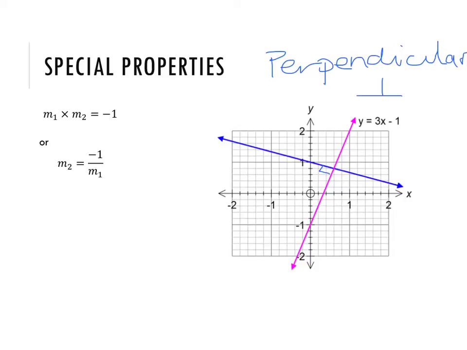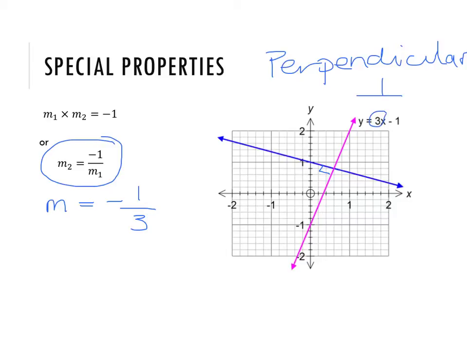Now, that can be useful, particularly if we arrange the equation in this form. So we can say the gradient of the blue line, or line 2, is equal to -1 divided by the gradient of the pink line. So in this case, that would mean the gradient of my blue line is equal to -1 divided by 3, because our gradient here is 3.